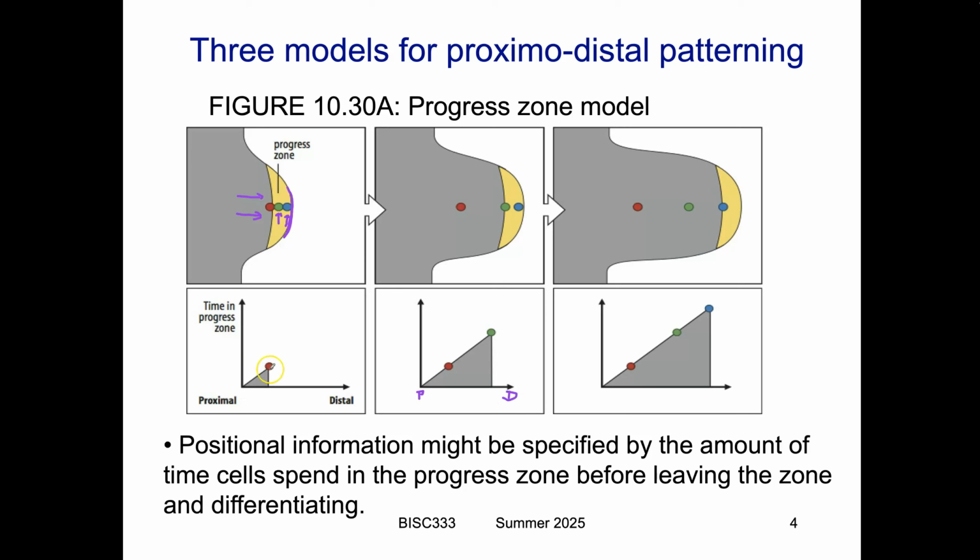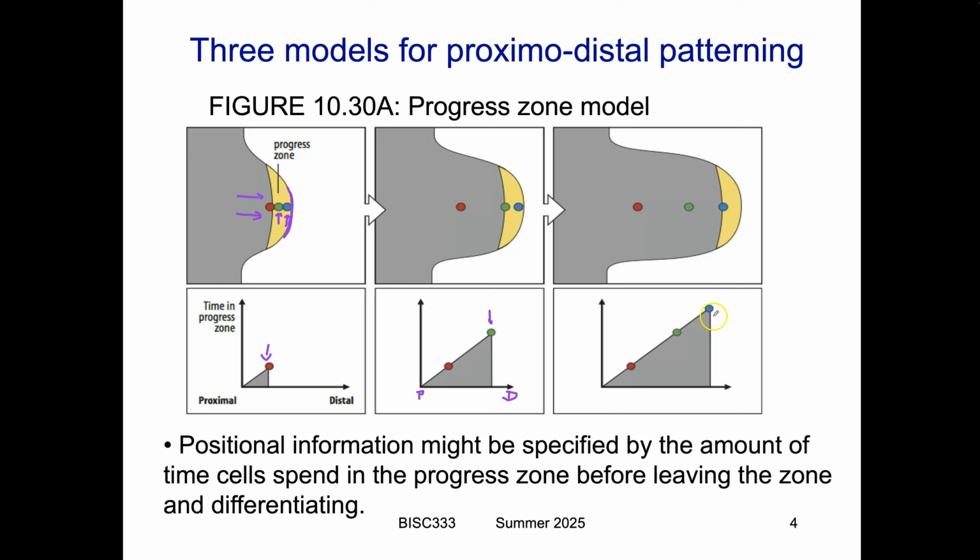Cells that spend very little time in that progress zone, and then the progress zone moves along and kind of leaves them behind, these are going to form the most proximal structures. So think of the upper arm, right, the humerus. And then if a little more time is spent in that progress zone before the cell is left behind, then we're going to have more intermediate structures like the radius and ulna.